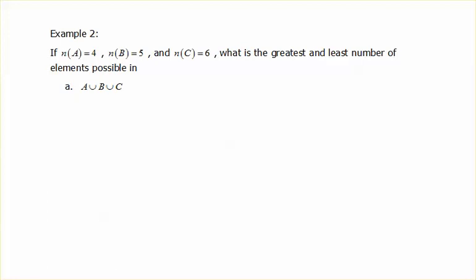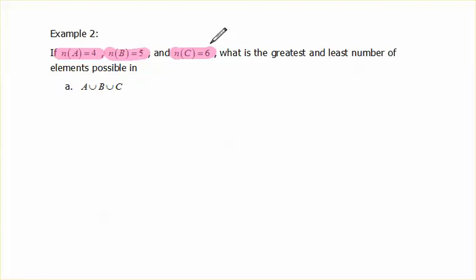If you'll remember, this notation here represents cardinal numbers. So when that little n represents the cardinal number of set A is equal to 4, remember that means that A has 4 items in it. And this notation means that the cardinal number of B is 5, so B has 5 items in it. And then this notation means that the cardinal number of C is 6, so C has 6 items in it.